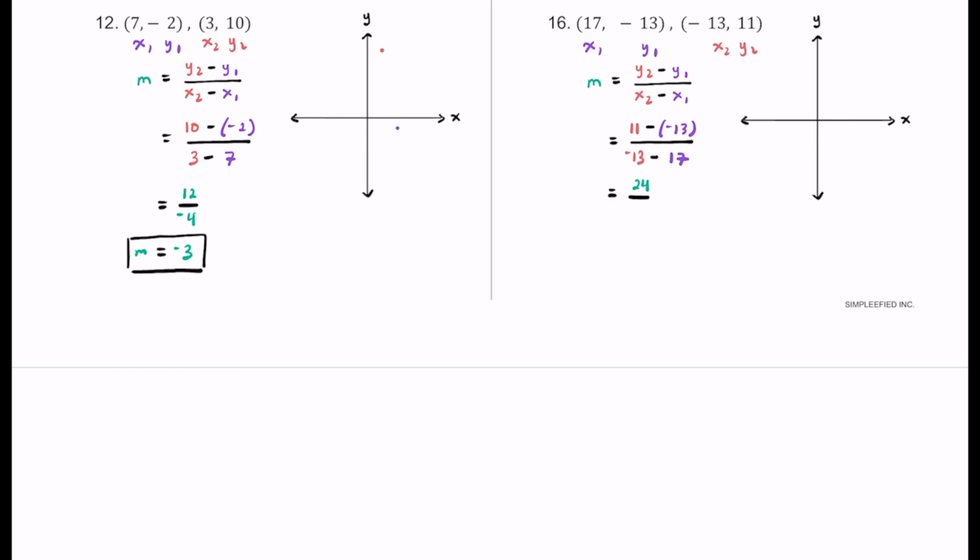And in the denominator, -13 take away 17 should be -13 plus -17, also known as -30. Now you can divide both of these by 6, or their GCF. And if you divide both by 6 and move the negative into the middle, then you're going to get, let's see, 4 over 5. So our slope here is going to be -4/5.